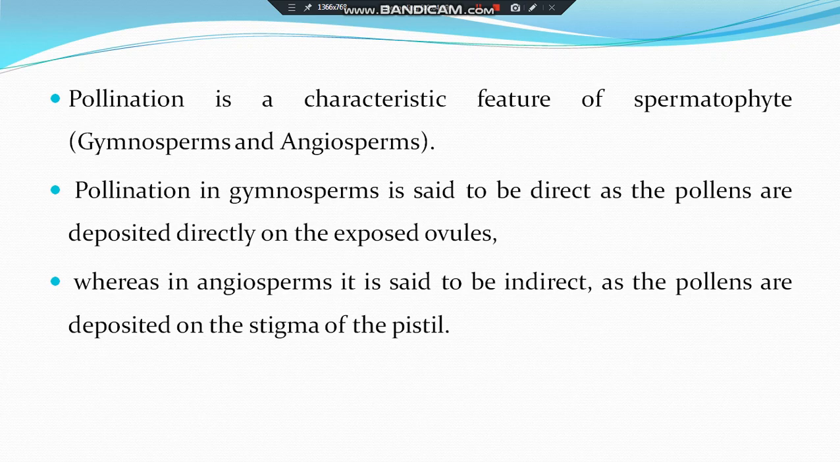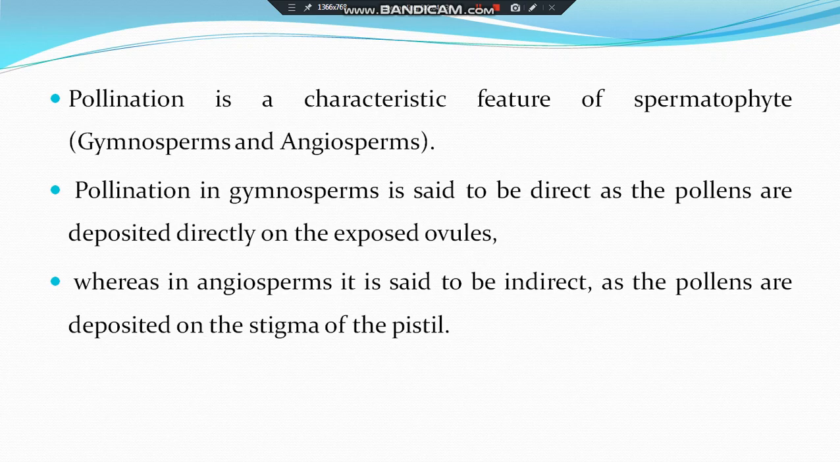Pollination is a characteristic feature of spermatophytes. Spermatophyte means seed producing plant. In algae, bryophytes and pteridophytes, seeds are not produced. Only in spermatophytic plants are seeds produced. Spermatophytes are classified into mainly 2 types. The first one is known as gymnosperm and the second one is known as angiosperm.